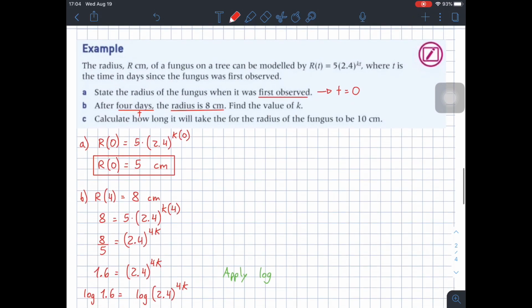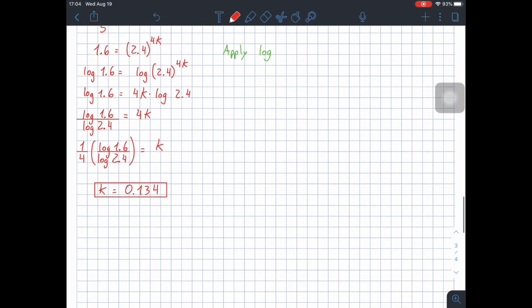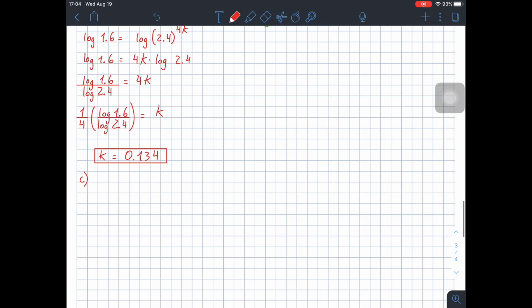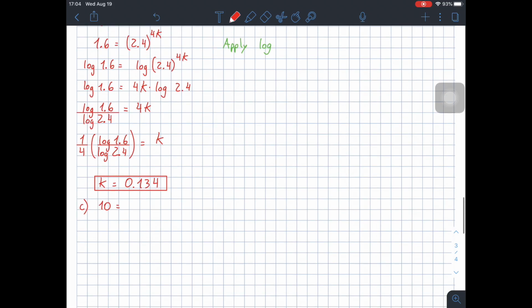Finally, for part C, it says calculate how long it will take for the radius of the fungus to be 10 centimeters. So for part C, 10 centimeters, that would be the radius, right? So we're going to set the whole equation equal to 10, right? 10 is equal to 5 times 2.4 to the power of, we already have the value of k, and we can use that value because it's a constant value. So to the power of 0.134 times, we don't know the time, times t.